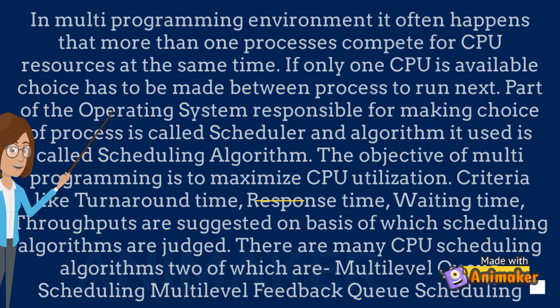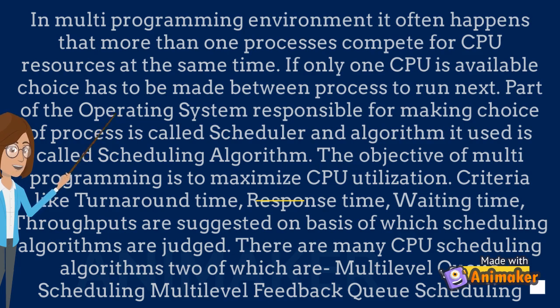The part of the operating system responsible for making this choice is called the scheduler, and the algorithm it uses is called the scheduling algorithm. The objective of multi-programming is to maximize CPU utilization. Criteria like turnaround time, response time, waiting time, and throughput are suggested, on the basis of which scheduling algorithms are judged.